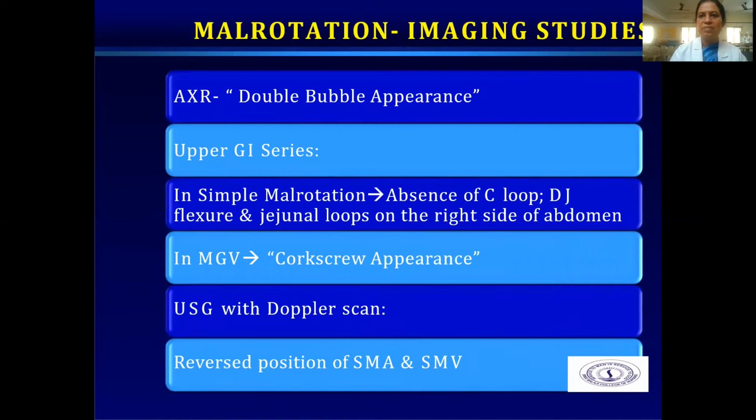Now, malrotation imaging studies. How does the diagnostic evaluation present to us? It presents as a double bubble appearance on upper GI series. In simple malrotation, there is absence of C loop, with DJ flexure and jejunal loops on the right side of the abdomen. In MGV, corkscrew appearance is a classical sign. In ultrasonography with Doppler scan, there is reversed position of SMA and SMV. So these are the imaging study findings.